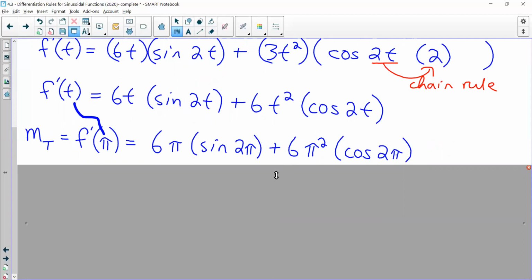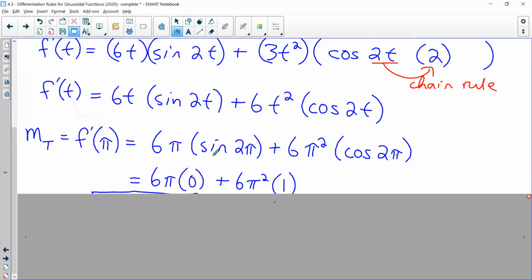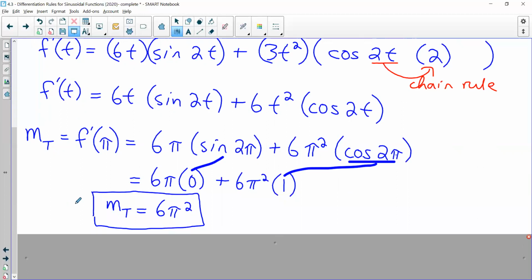This is where you got to remember some of your trig values, though, that the sine of 2 pi is 0, and the cosine of 2 pi is 1. And then your final answer, m at t, slope of the tangent, is 6 pi squared. And you don't have to turn that into a decimal at all. Okay, just leave it as is, you'll be fine. Don't worry about it.